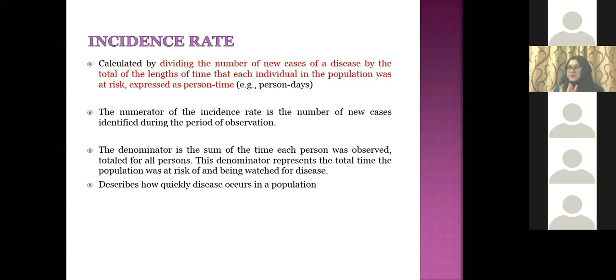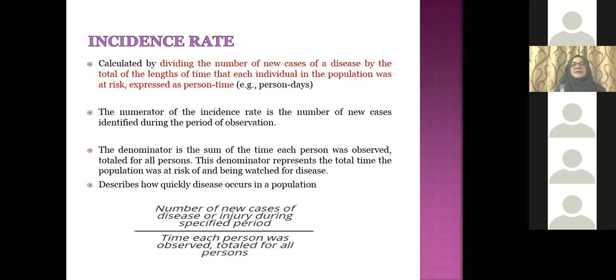I've discussed those four outcomes: the onset of illness, death, loss to follow-up, migration, or the end of the study. So you're going to follow these individuals until this time. And it describes how a disease occurs in a population. So this is the usage, or the purpose, of incidence rate.